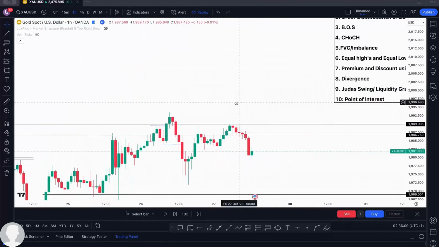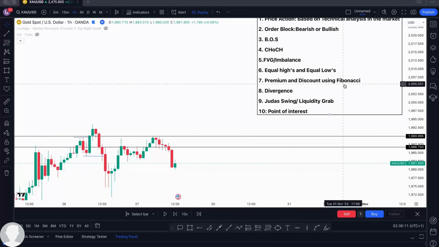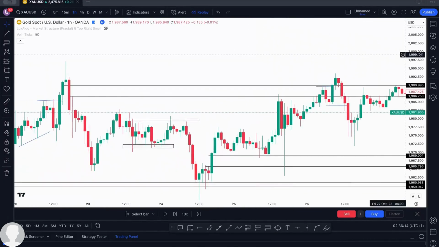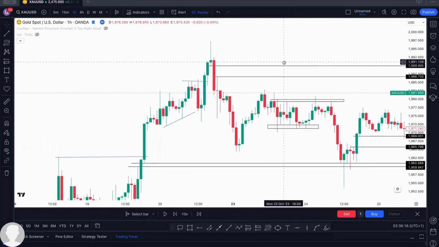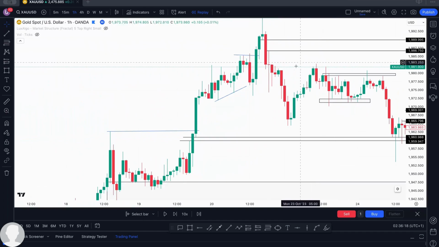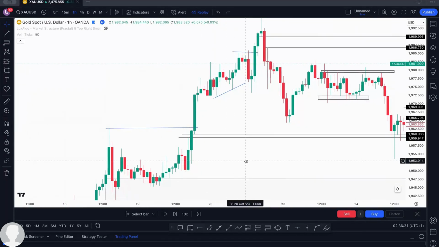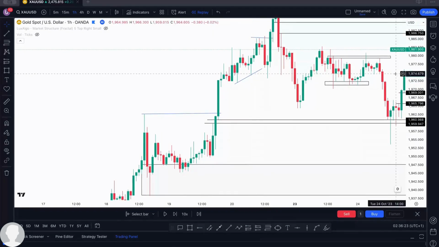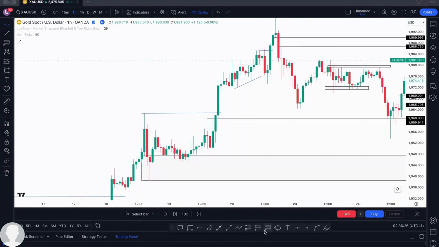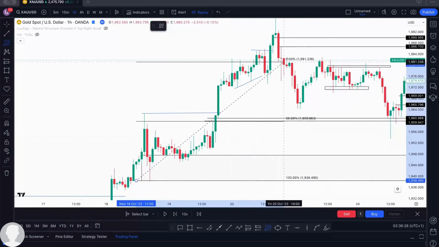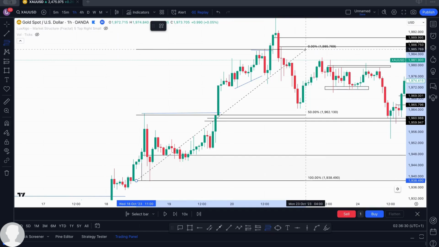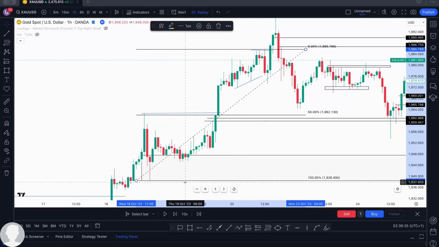Now our premium and our discount using your Fibonacci. How do you know your premium and discount? A structure must take place first. Example, there is a break of structure here. Using my Fibonacci, I'm going to start from the low to the high. Now the up here, that's the 50% up to the up here, from the low to the high. 50% upwards is our premium, while 50% below is our discount.